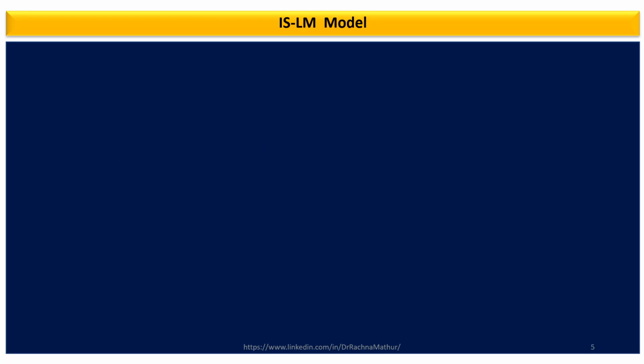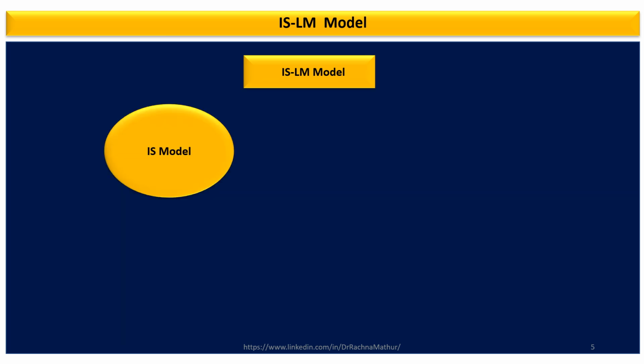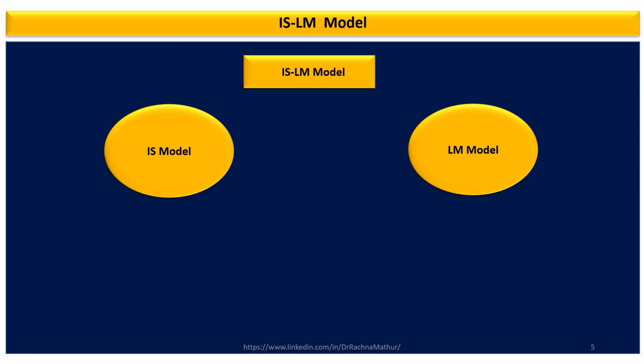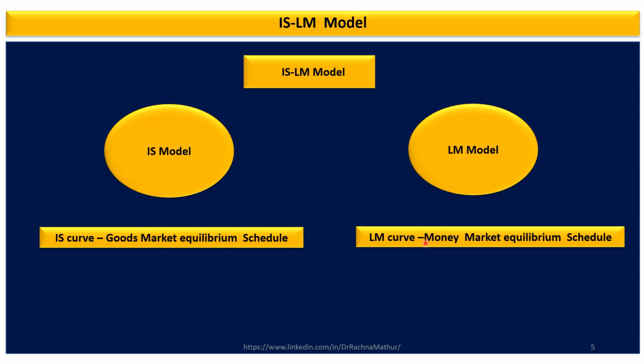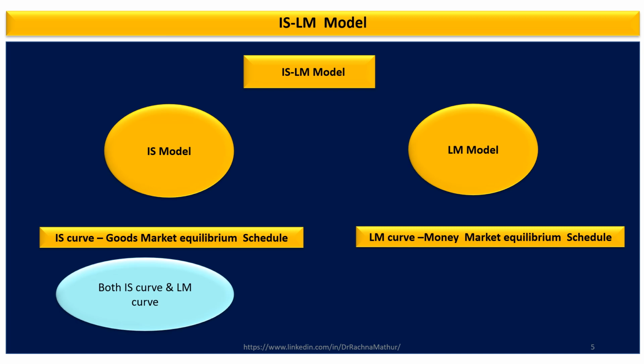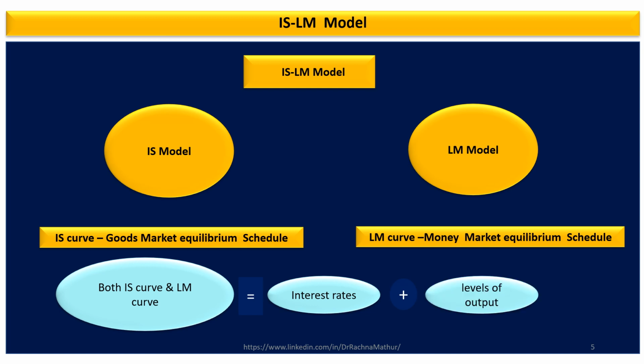So in that way, the Hicks-Hansen IS-LM model took both the IS model and the LM model and then derived the IS curve, which shows the goods market equilibrium schedule, and the LM curve, which shows the money market equilibrium schedule. And both the IS and LM curves together give the equilibrium interest rate and the level of output or the level of national income in the economy.